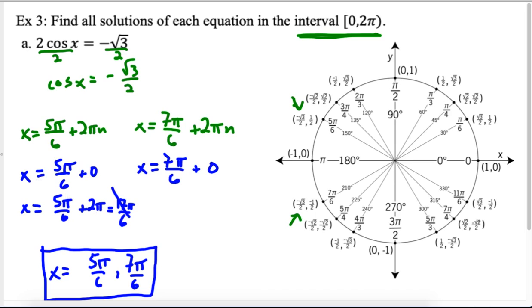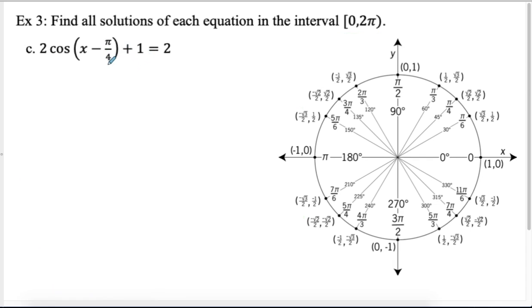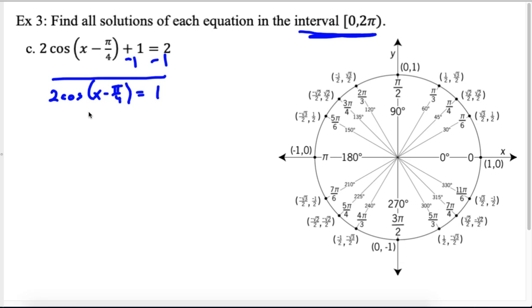All right. Our final example has a subtraction inside of the trig function. Again, we're only looking for values on the interval 0 to 2 pi. So my first step is to get the trig function by itself. I'm going to subtract the 1 over. We'll get 2 cosine of x minus pi over 4 equals 1. Divide both sides by 2, and we'll get cosine of x minus pi over 4 equals 1/2.